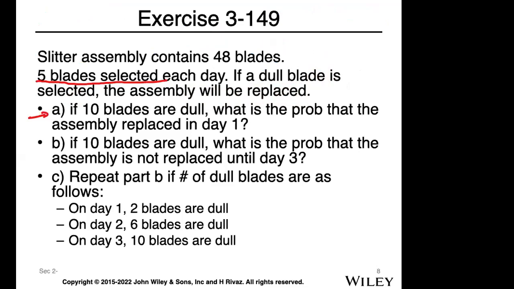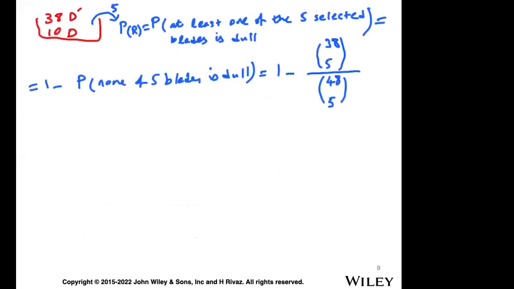So let's move. We already did part A. Let's move to part B. Now part B is asking, if 10 blades are dull, what's the probability that the assembly is not replaced until day 3? Right? So it means that day 1 is not replaced, day 2 is not replaced, and day 3 it is replaced.